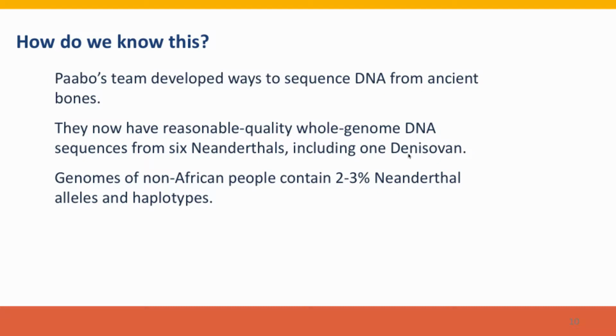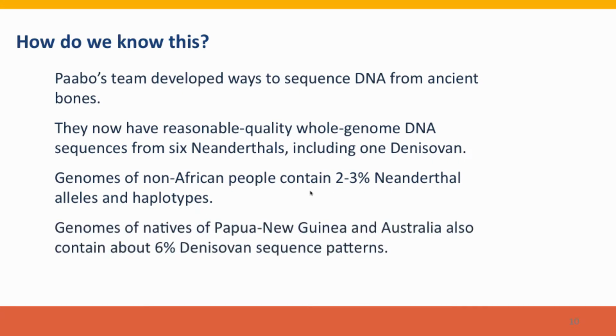They can identify all of the Neanderthal haplotypes across the genome. And what they find is that the genomes of non-African people contain 2 to 3% Neanderthal alleles and haplotypes. Not always in the same places, so we often have different pieces. And the genomes of the natives of Papua New Guinea and Australia, that's the South Pacific natives whose ancestors participated in the second interbreeding, contain about 6% sequence patterns from the Neanderthals that they mated with.